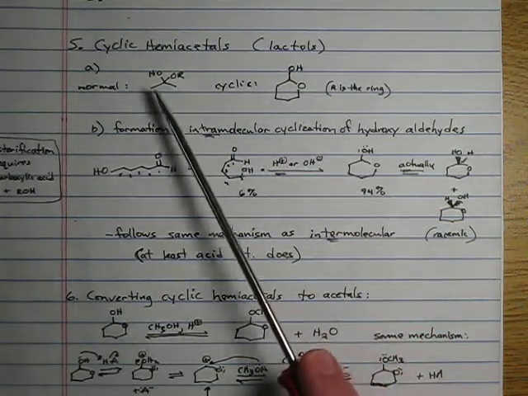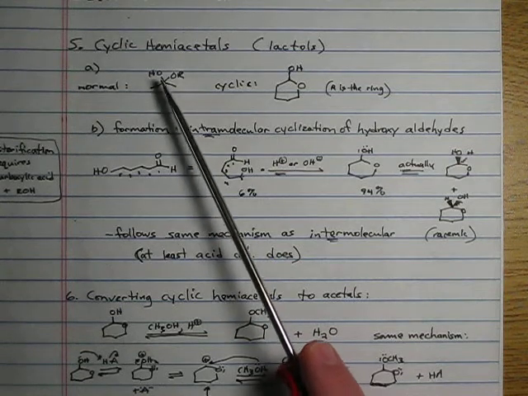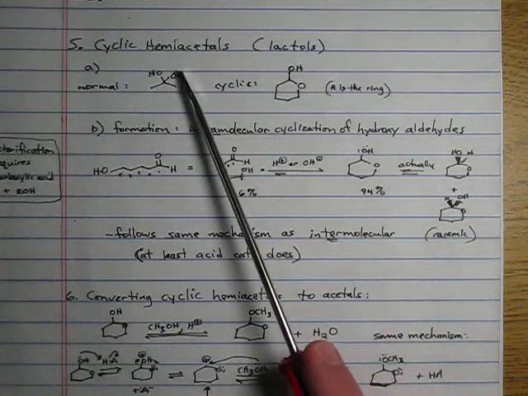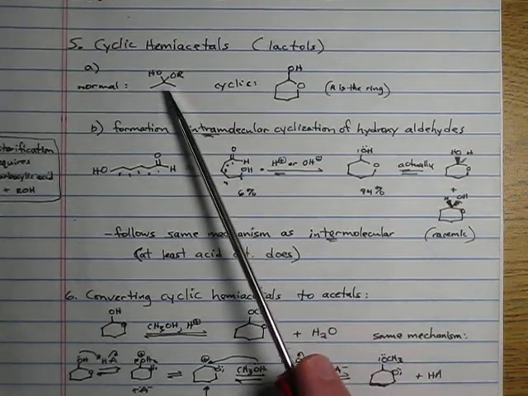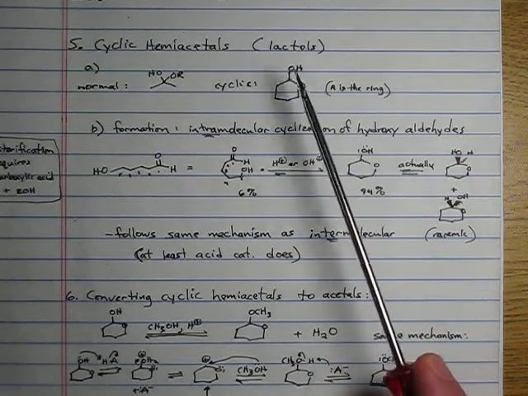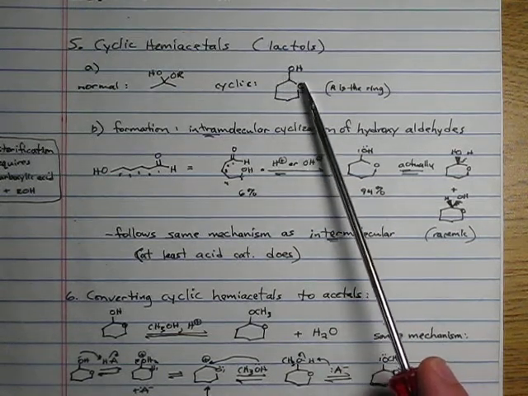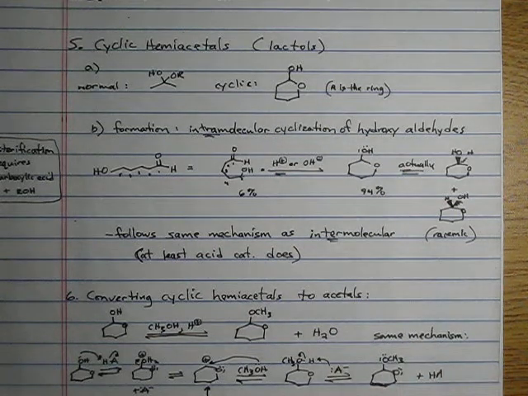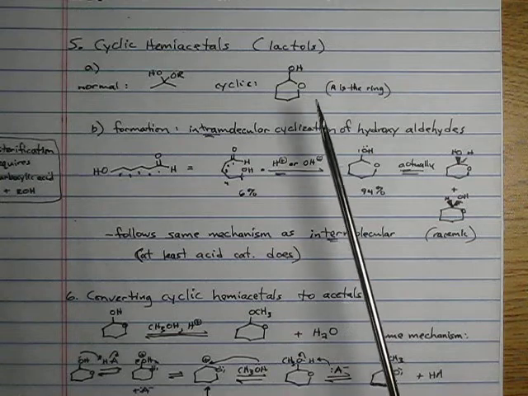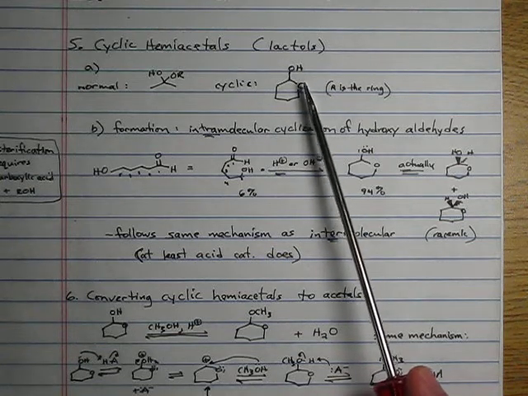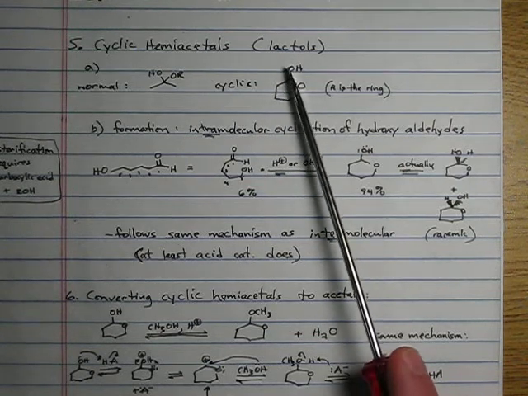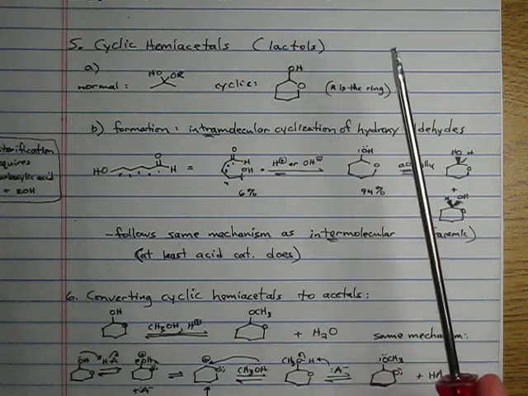So note, here's a normal hemiacetal, carbon with an OR and an OH makes a hemiacetal. Cyclic means that this R group here has to somehow connect back to this carbon. So here is our carbon with the OH, here is the OR, which connects back. So we have this ring group with the oxygen right here. So it kind of looks like a lactone, but instead of a carbonyl here, we have that OH.